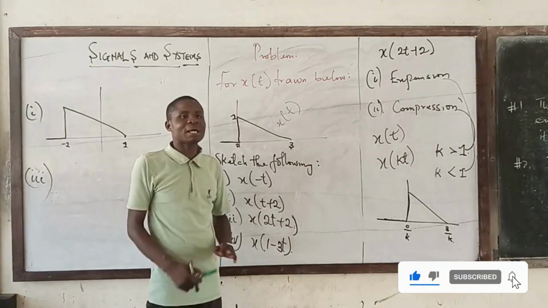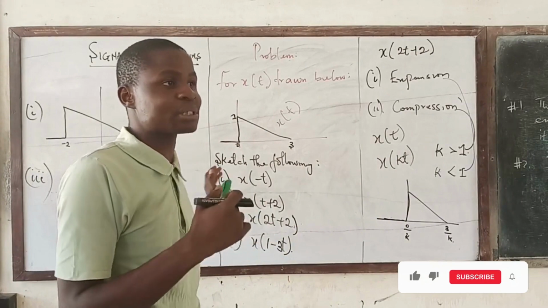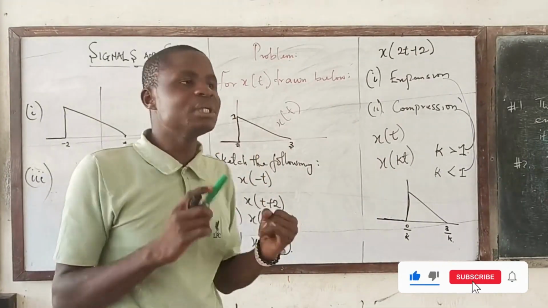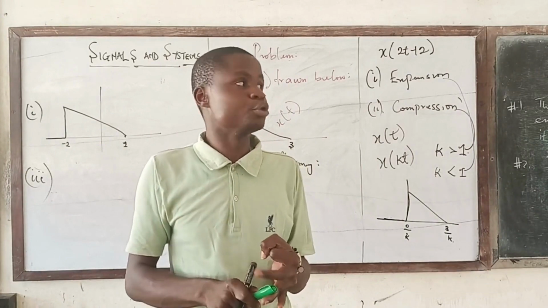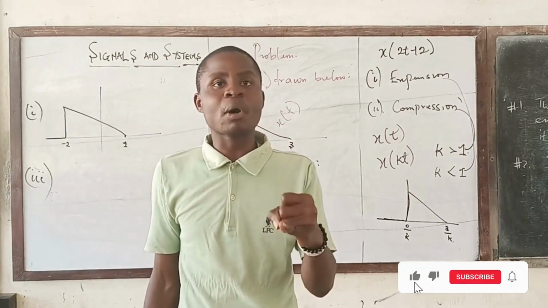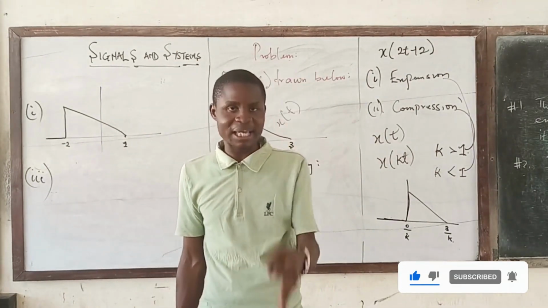Now, for 2t plus 2, let me quickly give you a thumb rule. There is a thumb rule when you work as a beginner and you want to start sketching signals. Do this first. Number 1, flip before you shift, before you scale. So that is the flipping operation before the shifting operation and before the scaling operation.